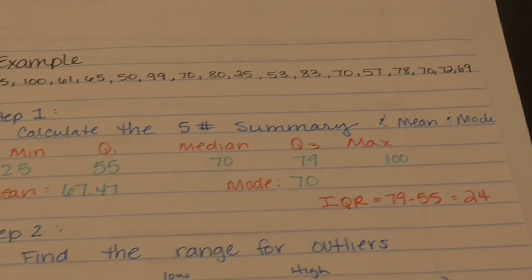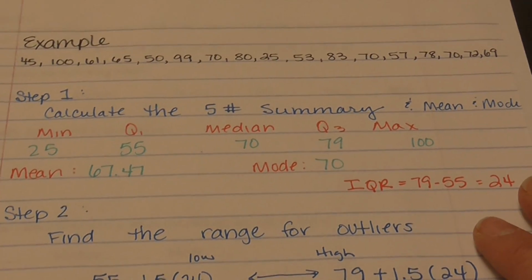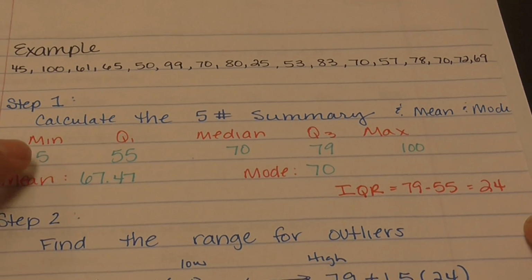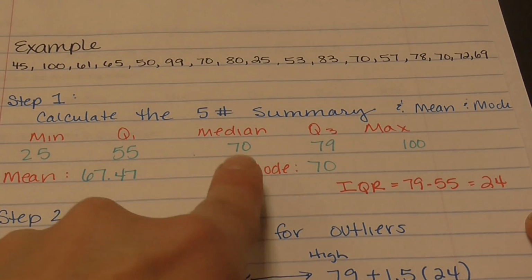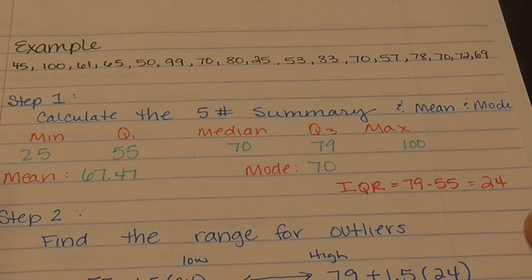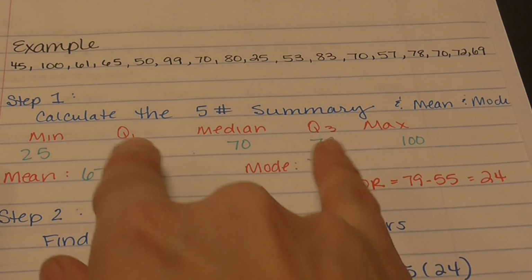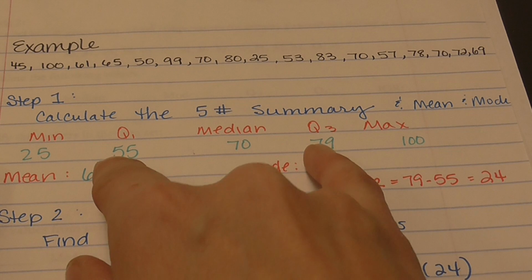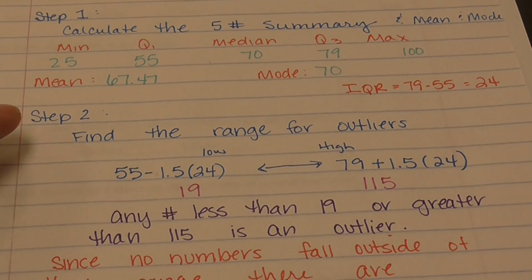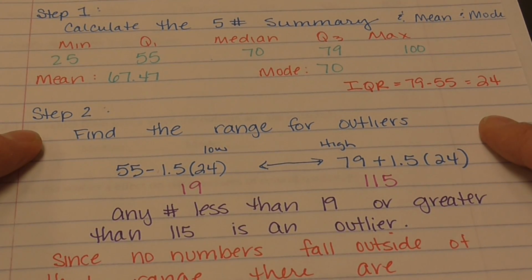If you have an example of a set of data numbers like this, the very first thing you're going to have to do is calculate the 5-number summary. So you need to get your minimum, your Q1, median, Q3, and your maximum. You find your mean and your mode, and then you subtract your Q3 and your Q1 and find your interquartile range. The very next thing you're going to do is figure out the range to determine your outliers.